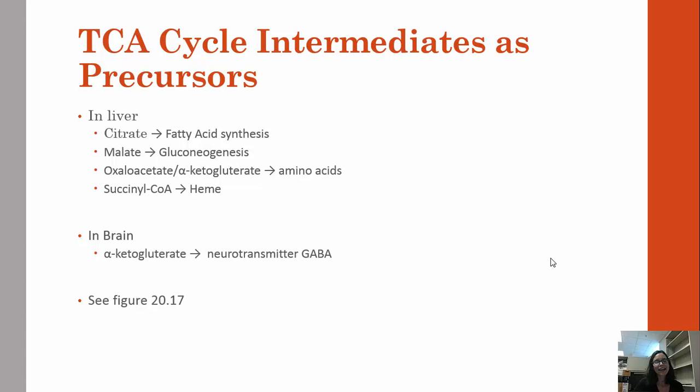Okay, now it's not as simple as it appears. Not that it looks simple, but we have this nice cycle that goes around and around in our little animations. But in truth, it is a little bit more complicated because intermediates in our TCA cycle can also be taken out of that TCA cycle and used for other things. So here's a few examples. Citrate can be used for fatty acid synthesis. Malate can be used for gluconeogenesis. So when we take these substrates out of the TCA cycle, we need a way of refilling them so that they regenerate and we can keep our energy production going.